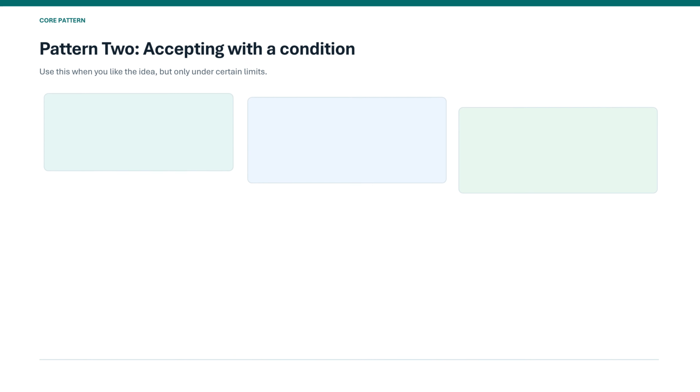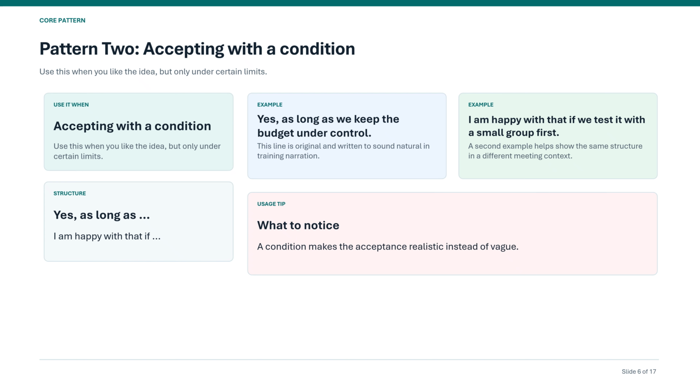Accepting with a condition is useful when you like the idea but only under certain limits. The structure is, yes, as long as. I'm happy with that if. Here are two original examples. Yes, as long as we keep the budget under control. I'm happy with that if we test it with a small group first. A condition makes the acceptance realistic instead of vague.